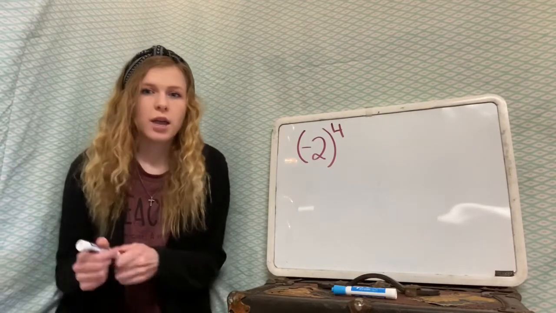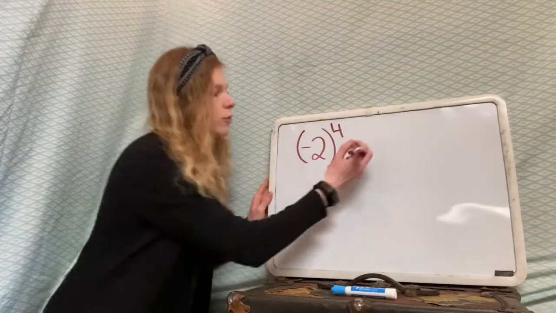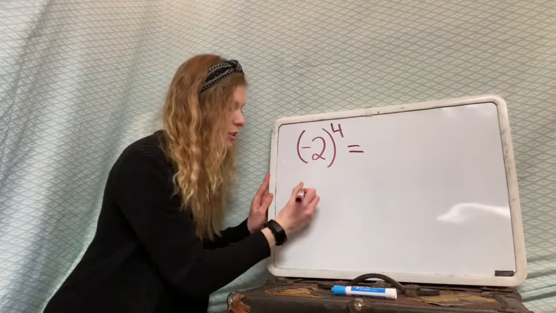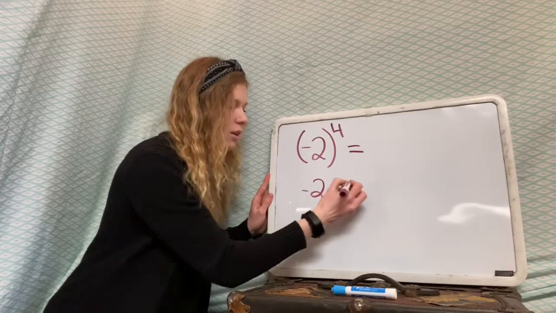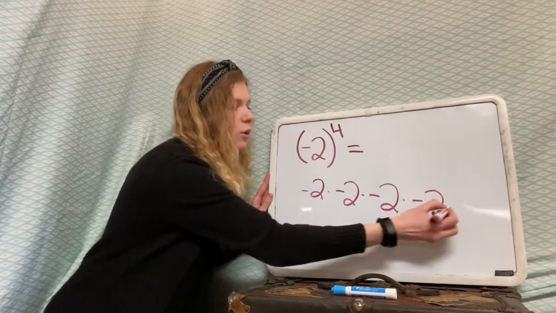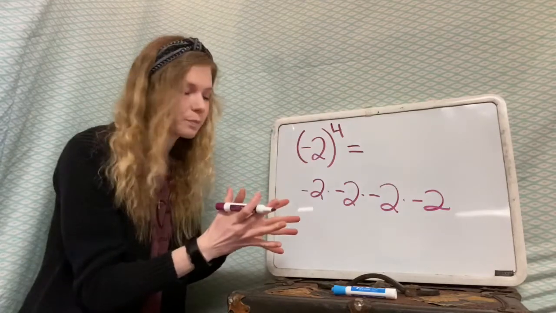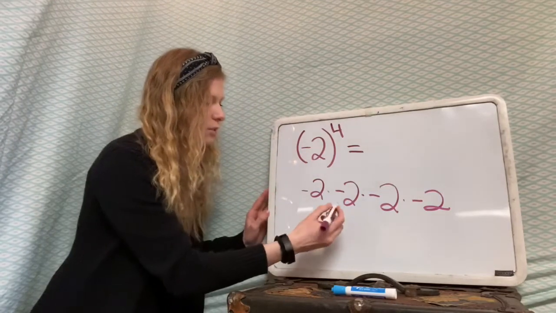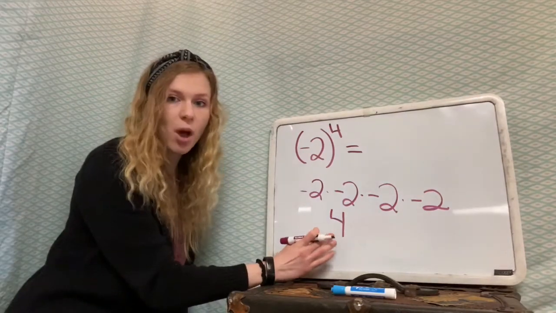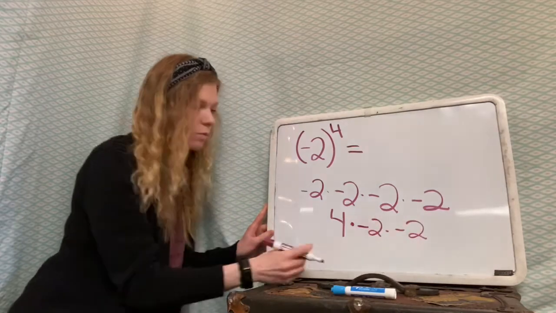I'm going to show you why my answer is going to end up positive. First of all, you need to break it down and understand that this stands for -2 times -2 times -2 times -2. My -2 is being multiplied 4 times. So -2 times -2 gives me a positive 4. Now I have a positive 4 times a -2 times a -2.